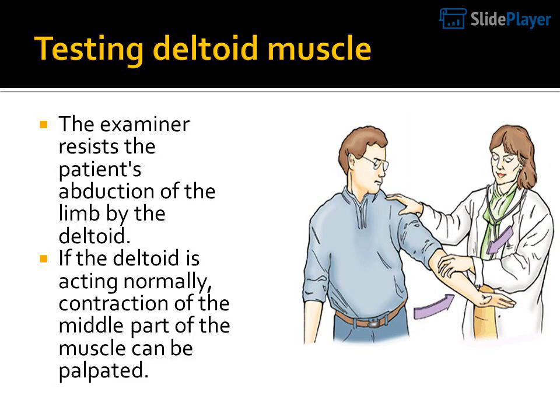Testing deltoid muscle. The examiner resists the patient's abduction of the limb by the deltoid. If the deltoid is acting normally, contraction of the middle part of the muscle can be palpated.